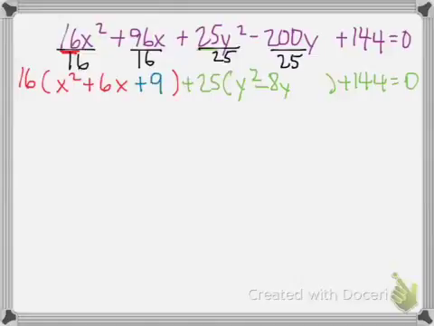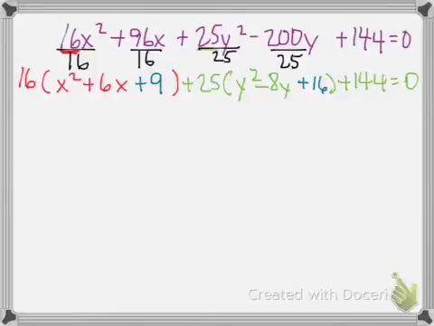If I do the same thing with the y part of my information, I have negative 8 divided by 2 is negative 4. Negative 4 squared is positive 16. Now keep in mind, when you divide by 2 and square it, these numbers will always be positive. They will always be positive.